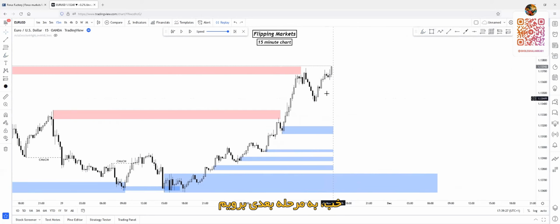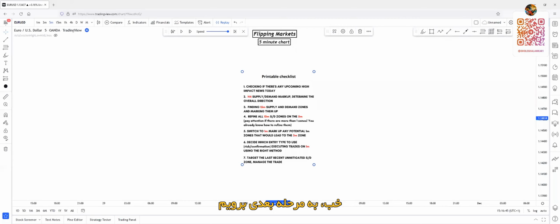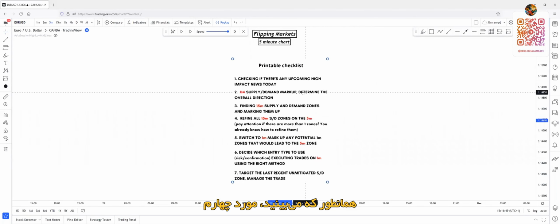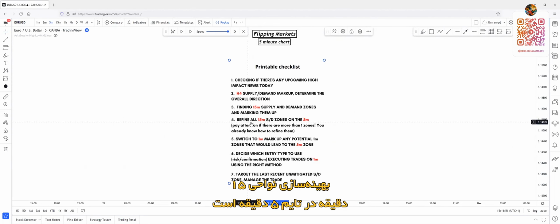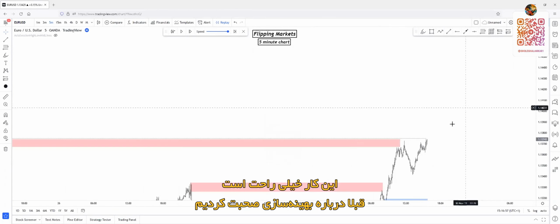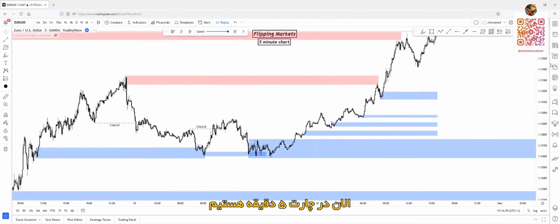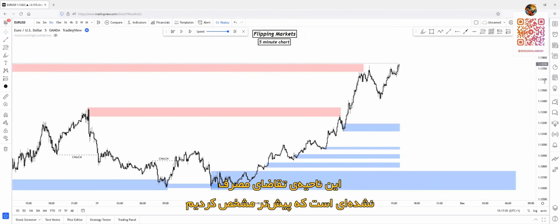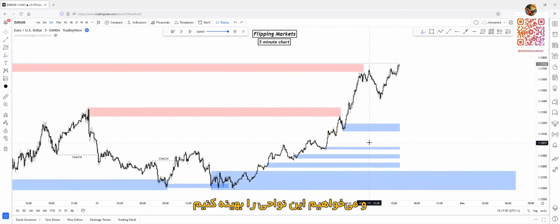Okay, let's see the next step. As you can see, the 4th point is refine all the 15-minute supply and demand zones on the 5-minute chart. So this will be easy. We already talked about refinements. So let's just begin. As you can see, currently we are on the 5-minute chart, and these were the unmitigated demand zones that we just marked previously. So we will have to refine these zones.